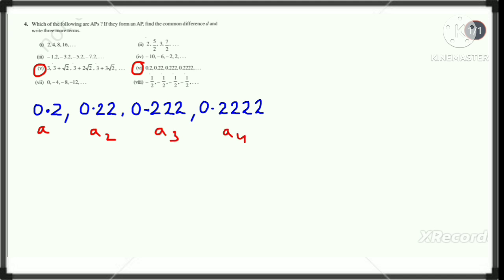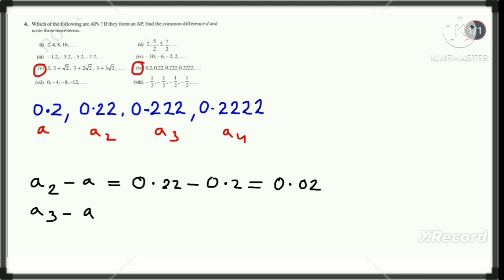Firstly, let's check if it is an AP or not. For that we have to find its difference. So firstly let's find the difference between A2 and A1. A2 equal to 0.22 minus A1 equal to 0.2, and after subtracting we obtain 0.02.